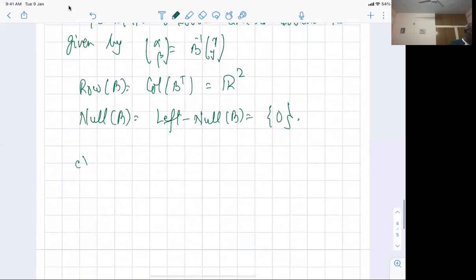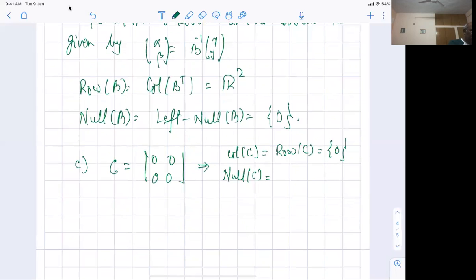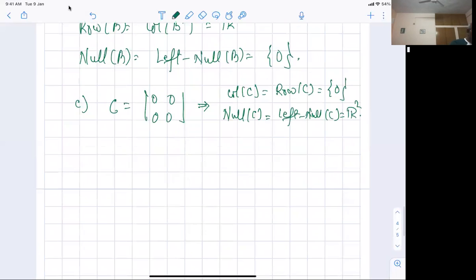Another example is C. I take the matrix C as 0, 0, 0, 0. So I would like you to imply from here that the column space of C is the same as the row space of C, which is just the 0 vector, and the null space of C is the same as the left null space of C, which is R2. Fine. So I'd like you to try that out yourself and then understand it. This is important, so you should spend some time on it yourself.